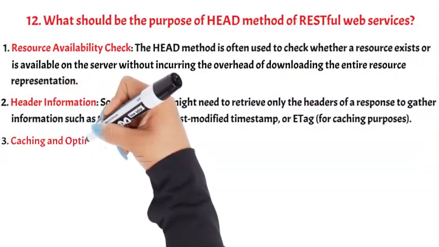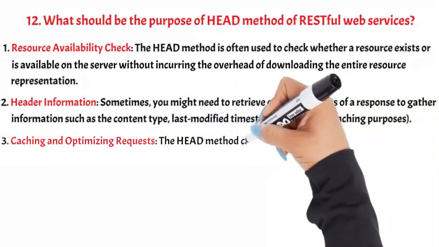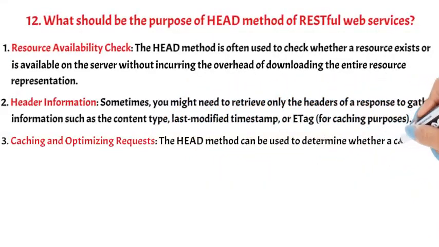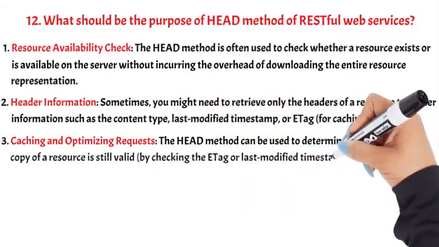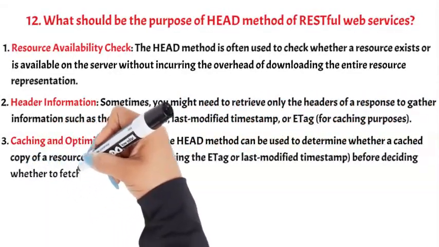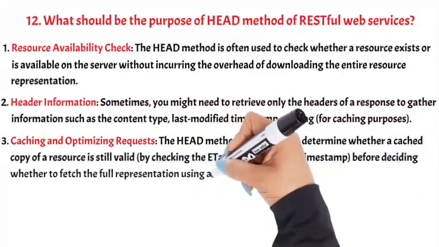3. Caching and optimizing requests. The HEAD method can be used to determine whether a cached copy of a resource is still valid by checking the ETag or last modified timestamp before deciding whether to fetch the full representation using a GET request.